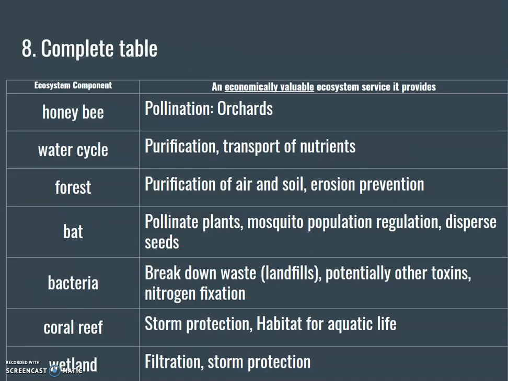So complete this table, okay? And so now we're looking at ecosystem services. So what services do these things provide that we don't pay for? So honeybees, they pollinate, particularly orchards. We don't pay them to do that.